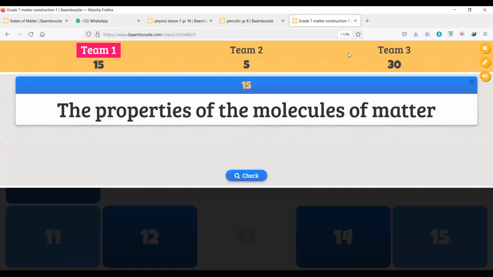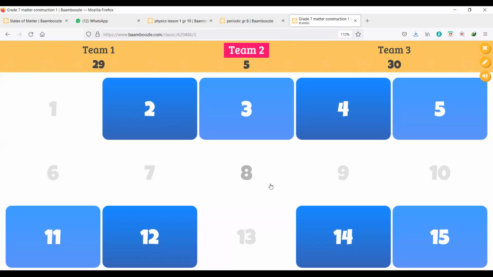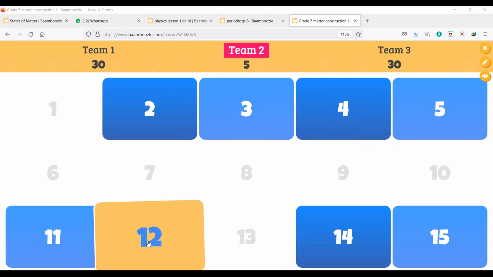The properties of molecules of matter. Yeah, you can say any one of the 3 that we took together. You can open the mic. He said already in continuous motion. Okay, very good. That the molecules of matter are in continuous motion. Abdel Karim, team 2. Yes. Quickly. Number 12.